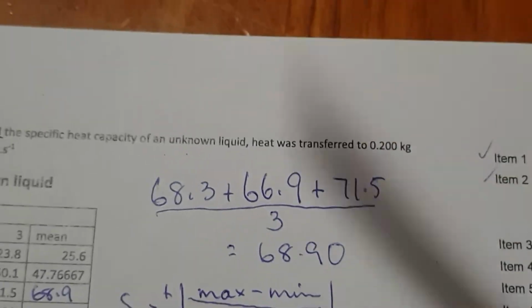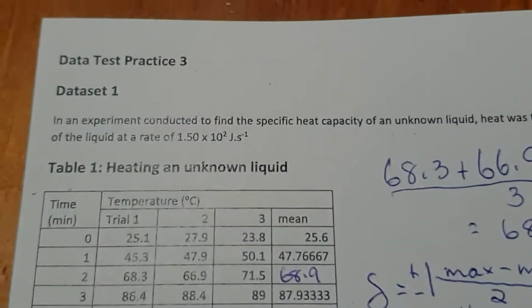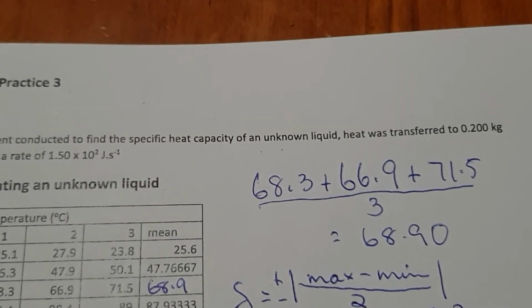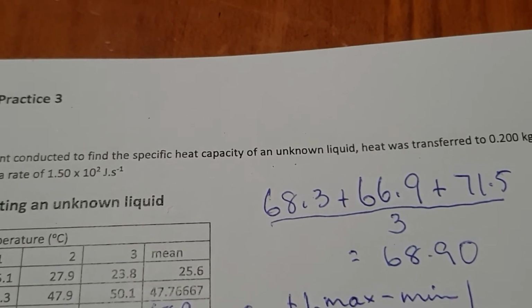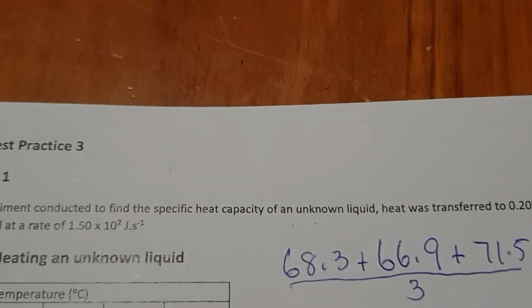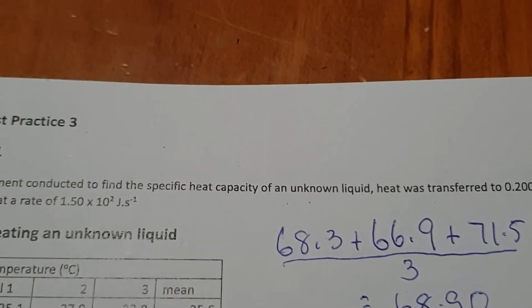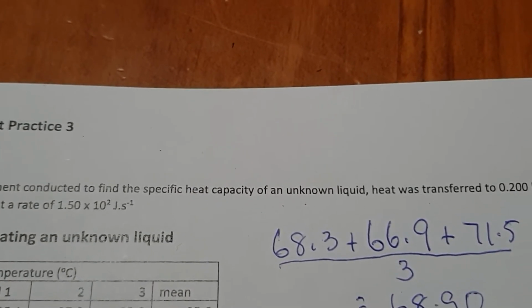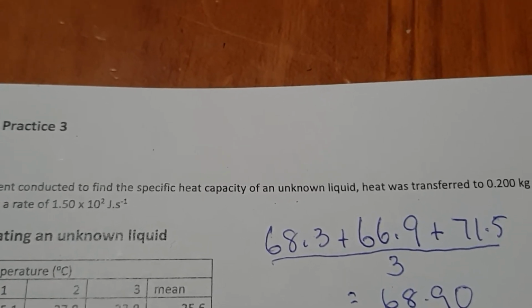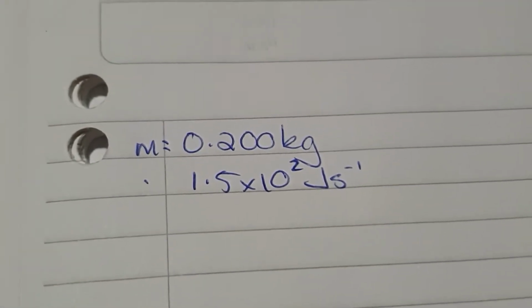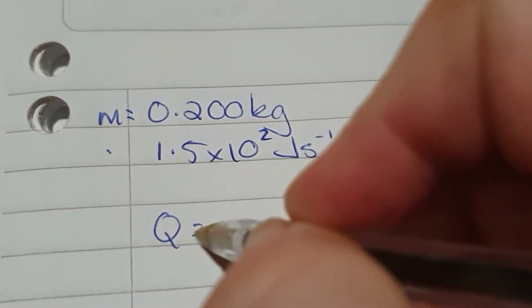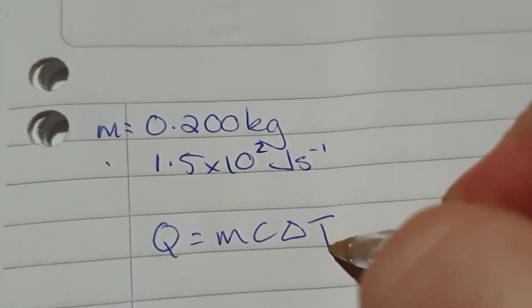Calculate the specific heat capacity of the liquid. Righto, so we go back to the question. We have got 0.200 kgs for the mass. And we have got a heating rate of 1.5 by 10 to the 2 joules per second for the heating rate. If I'm wanting specific heat capacity, I'm wanting to use Q equals MC delta T.